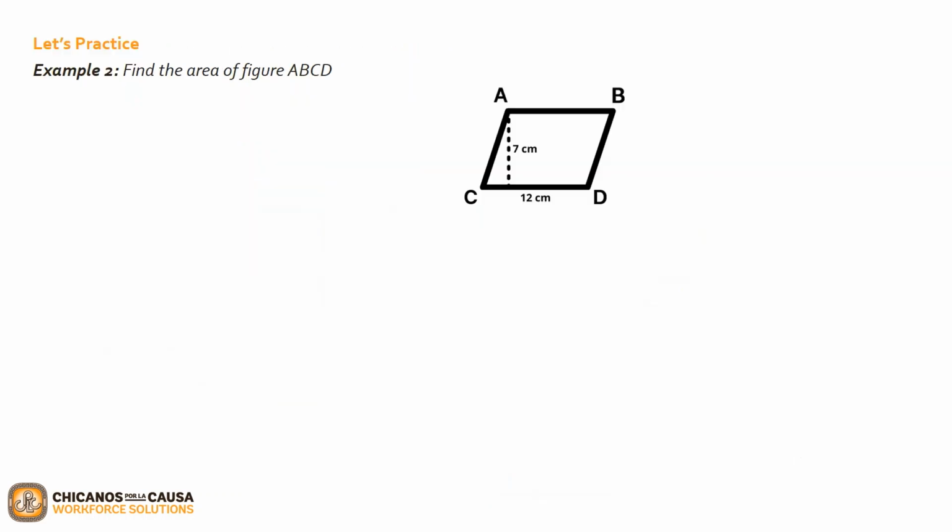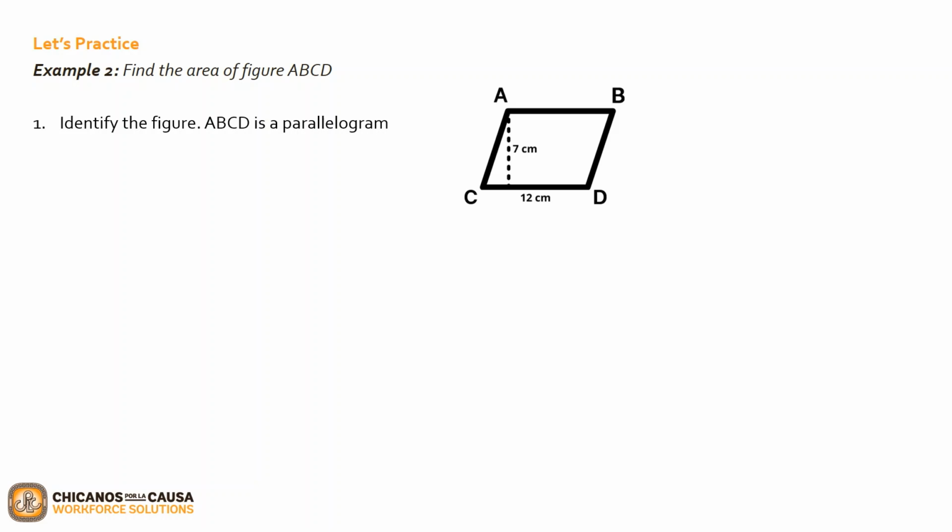So let's go ahead and practice. Example 2 states, find the area of figure A, B, C, and D. Just looking at the diagram, we see that we have a height of 7 centimeters and a base of 12 centimeters. The first step is to identify the figure. Right away we can see that it's a parallelogram.